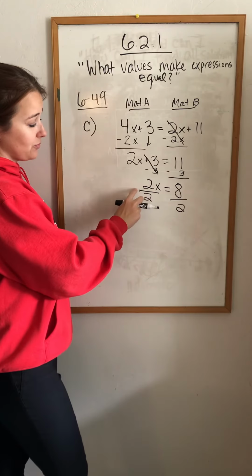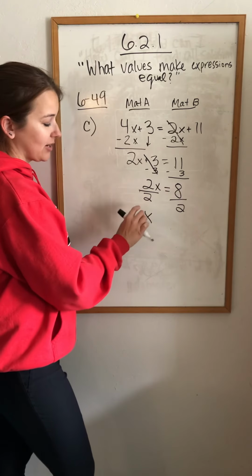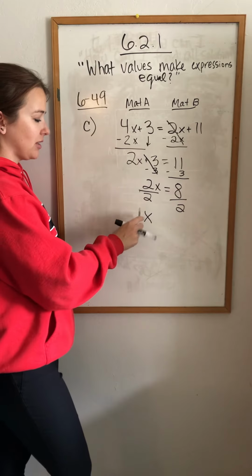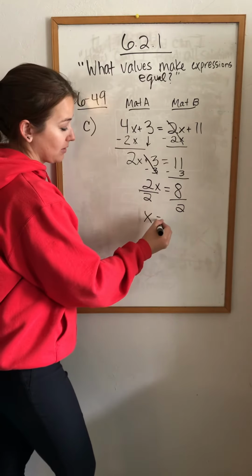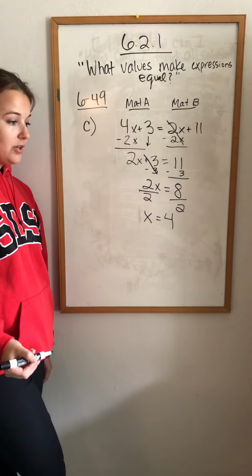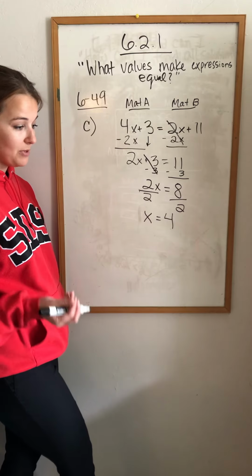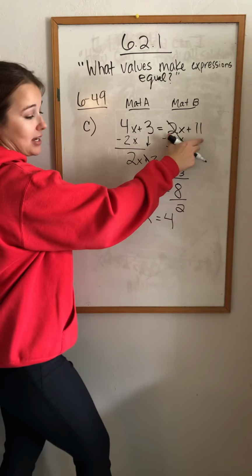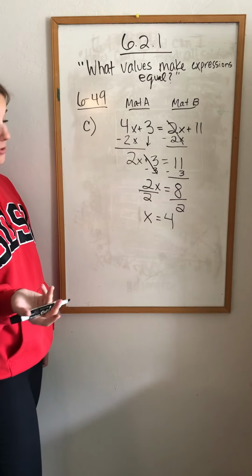Okay, so 2 divided by 2 gives us 1x, and I know a lot of us write a 1 in front of the x, but you don't even need to do that, because there's an invisible 1 in front of the x. And then 8 divided by 2 is 4. So x, the number of games, would be 4, where this side would equal this side, and we need to double check how much money that would be.